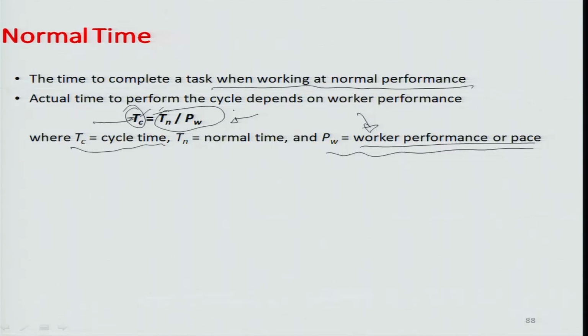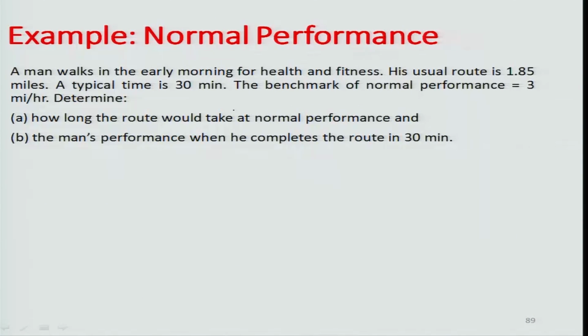Let us look at an example to understand this more, particularly in the case of manual work systems. So, let us talk about walking. A man, let us say, walks early morning for health and fitness, and his usual route is about 1.85 miles, and typically the time taken is about 30 minutes to accomplish this 1.85 miles. The benchmark of normal performance is 3 miles an hour.